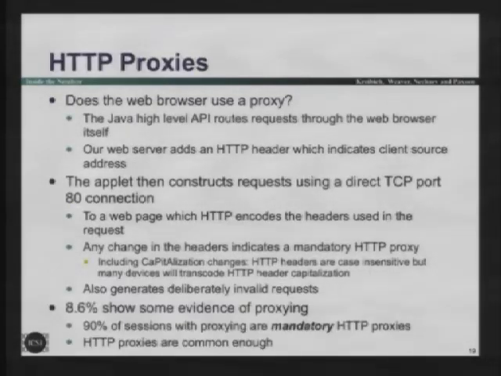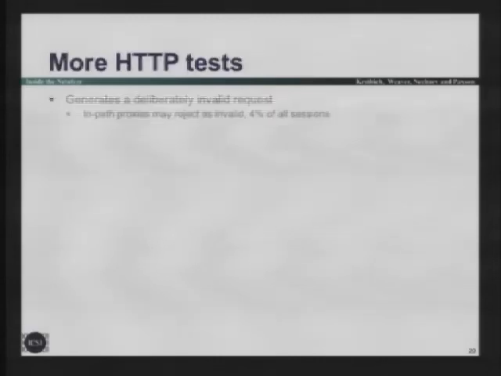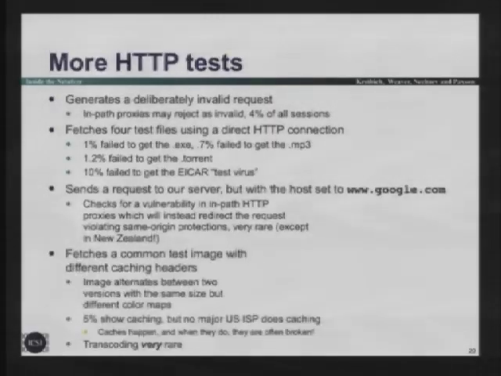HTTP proxies, about 8 to 9%, commonly in hotspots and corporate networks. This is how a lot of corporate censorship is done. When you're going through a proxy, it's commonly a mandatory proxy. As I said, when there's in-path caches, they're wrong, but they're rare. We only see about 5% in-path caches. Transcoding, people have talked about it, but we don't see very much of it where the image is changed by the network.